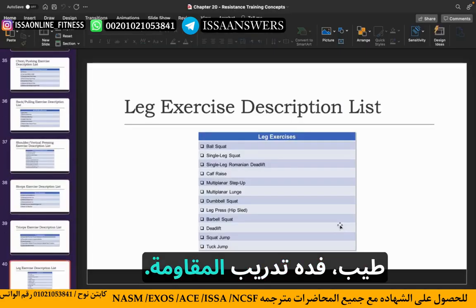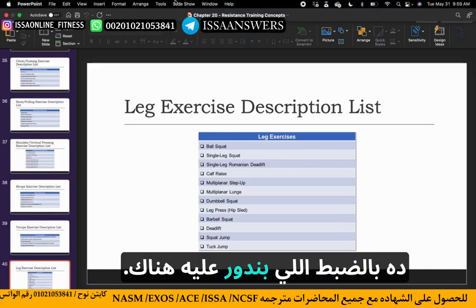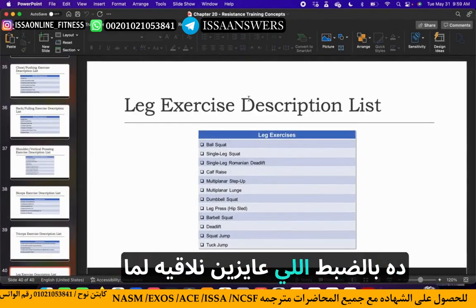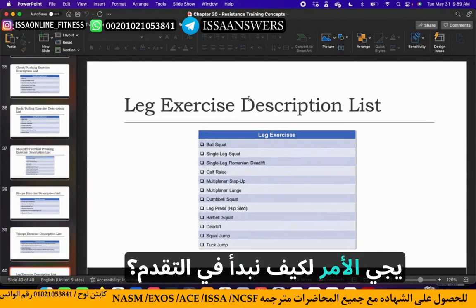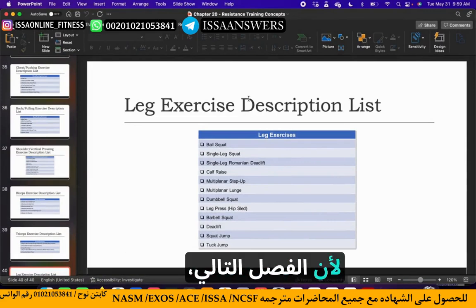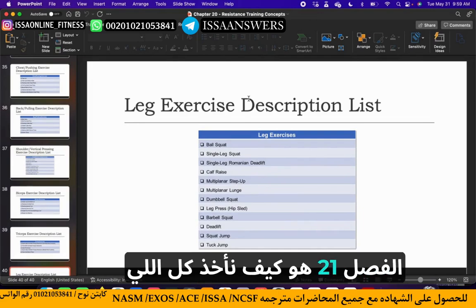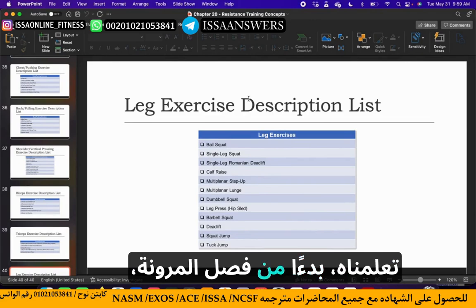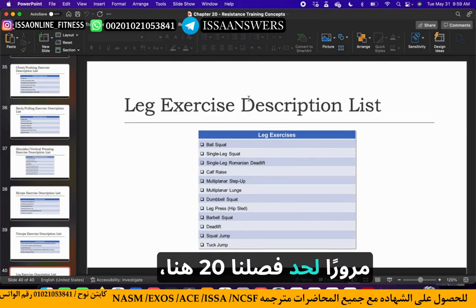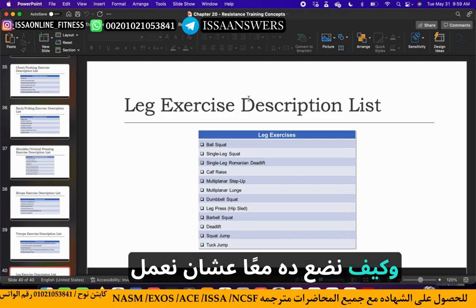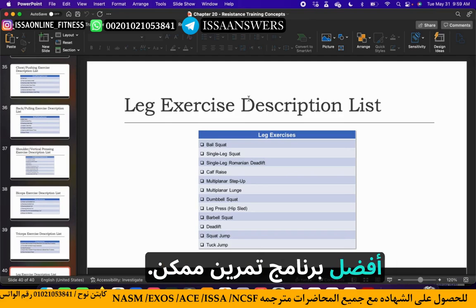All right, so that's resistance training. That's exactly what we're looking for there. It's exactly what we want to find when it comes to how we start progressing, because the next chapter, chapter 21, is how do we take everything that we just learned, starting all the way back at the flexibility chapter, moving all the way through to our chapter 20 here, resistance training, and put this together to make the best possible exercise programming we can.